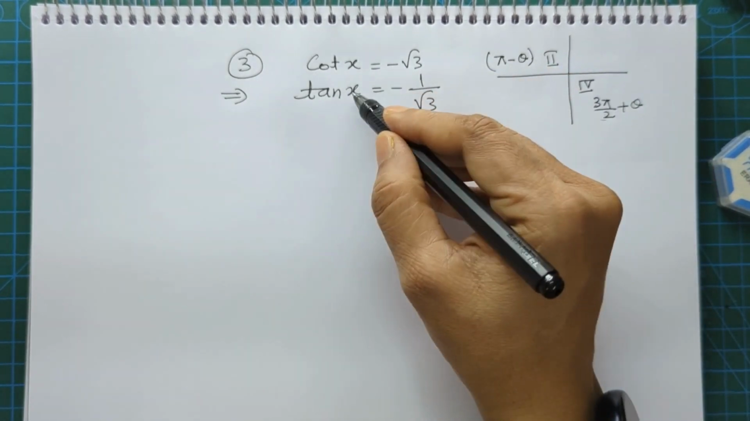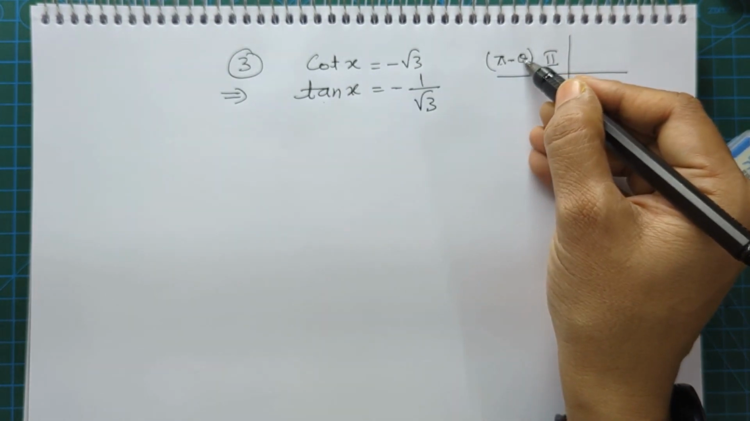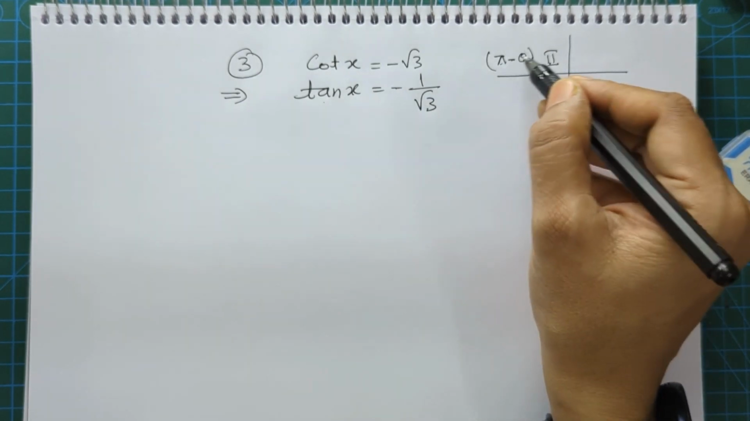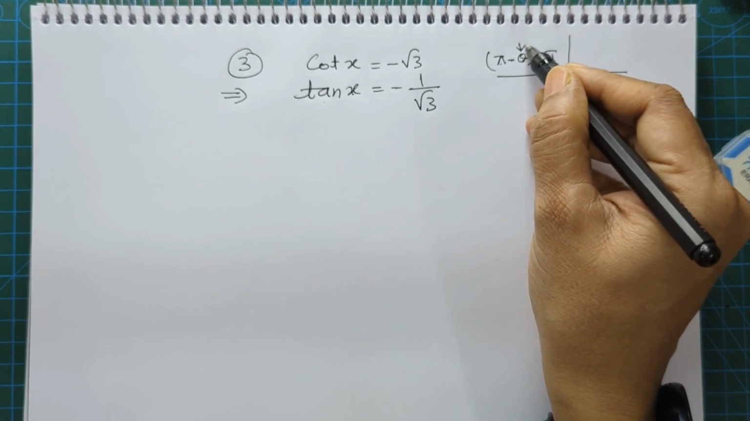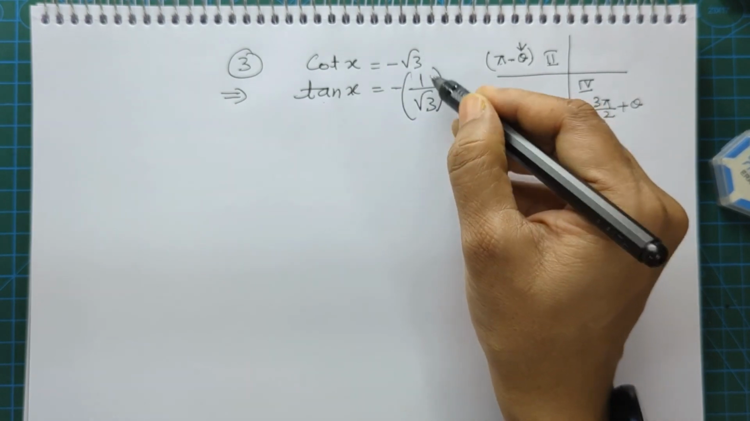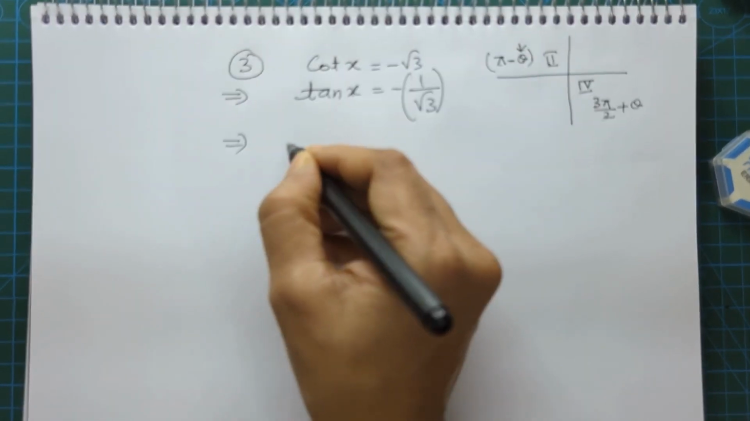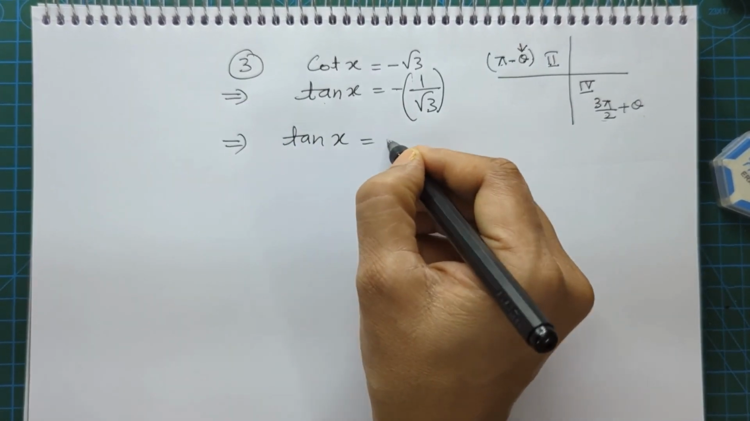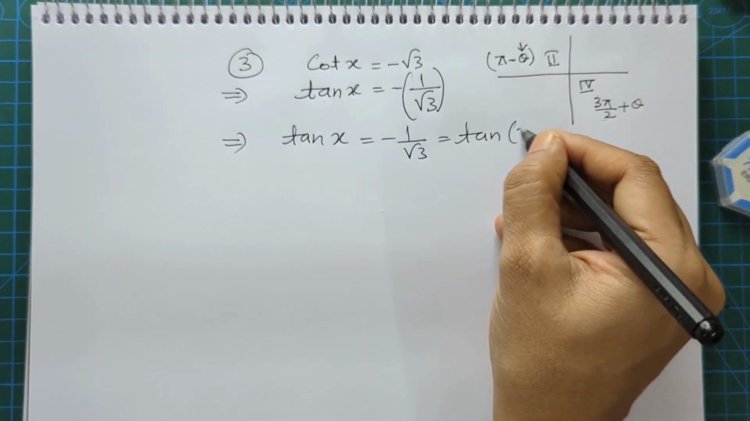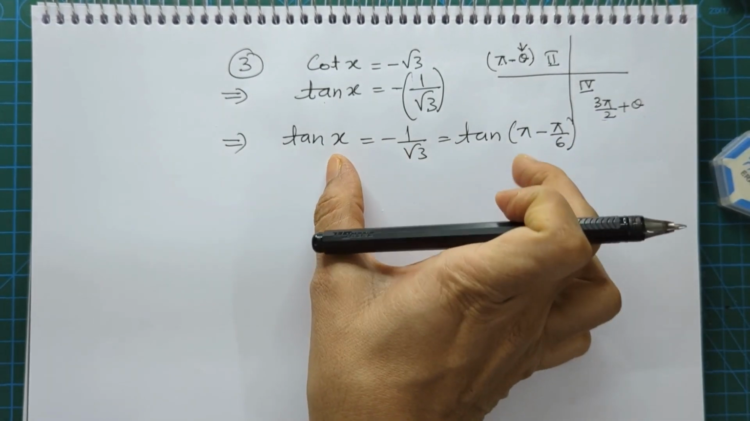So tan of which angle is negative 1 by root 3? Tan of pi minus theta is in the second quadrant, due to which it became minus 1 by root 3. We only have to find theta. For theta, we should understand that tan of which angle is 1 by root 3. In terms of radians, it is pi by 6. So we will rewrite this equation as tan x is the negative of 1 by root 3, which is tan of pi minus pi by 6. So tan x is equal to tan y.